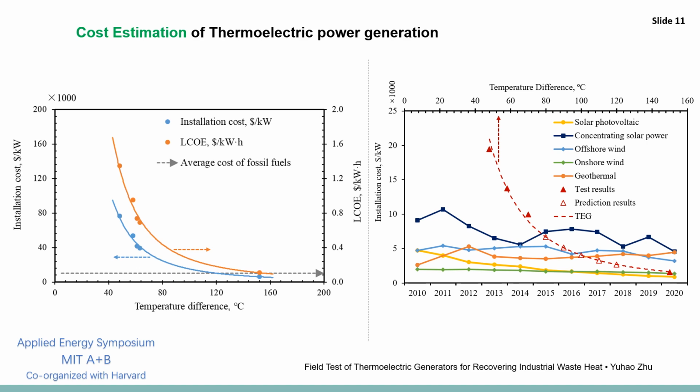As reported by Li et al., the cost of TEG is also attractive compared with PV panels if the capacity factor were considered. Compared to other renewable energy sources, the installation cost of TEG is advantageous when the temperature difference reaches 150 degrees Celsius.